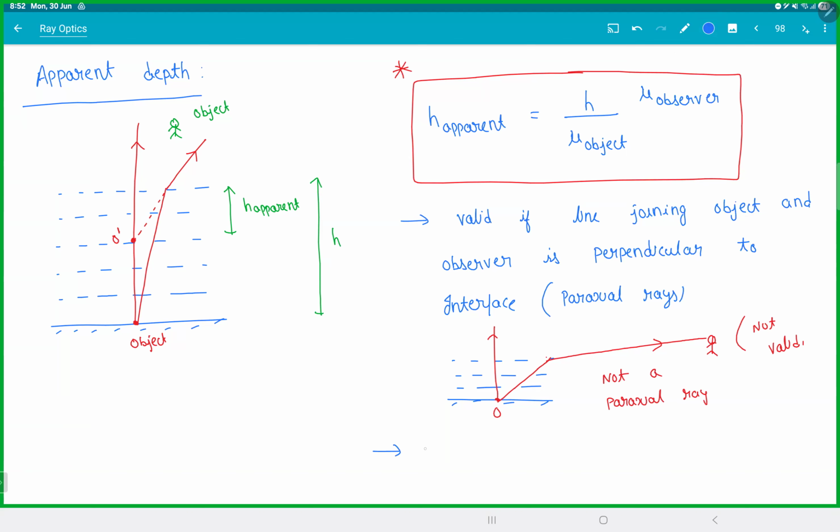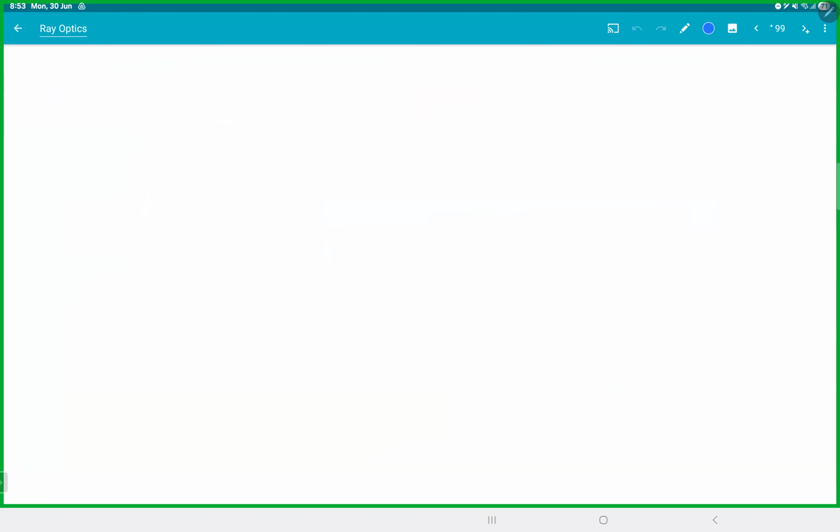Next thing here, all the distances are measured from the interface. So this h and h apparent are not distances between object and the observer. If the object is standing somewhere above the ground, you can't use these formulas directly. We'll see one or two examples on this. So all distances are measured from the interface. The thing in the red box is important. Just copy that.